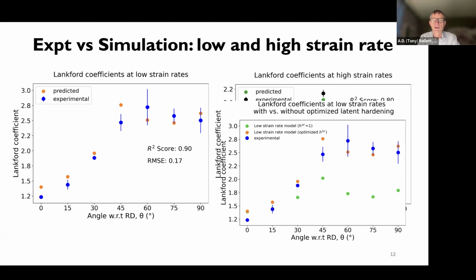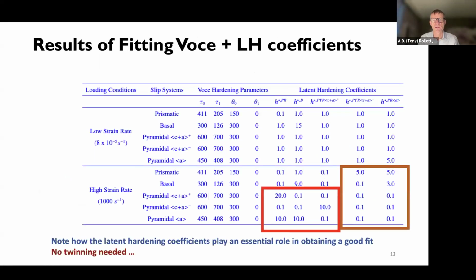Now, I'd mentioned latent hardening coefficients. I will show you the numbers in just a moment. Why would we bring that in? Well, even at low strain rate, what we found was that if we didn't allow those coefficients to vary, we got a result like these green points, and we couldn't do a good job. The other thing that needs to be said is that Ti64 is a material that can twin, but unlike pure titanium, twinning is not a high volume fraction, and it was not observed in this material. So we felt like we had to try to explain this just based on slip.